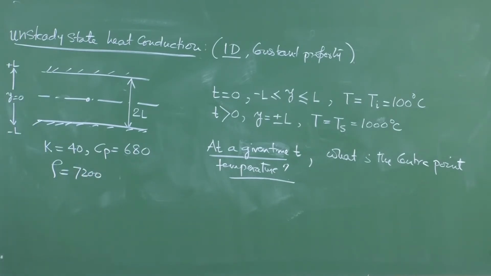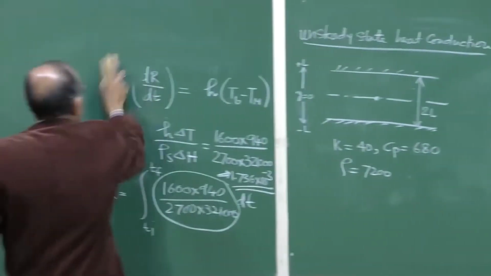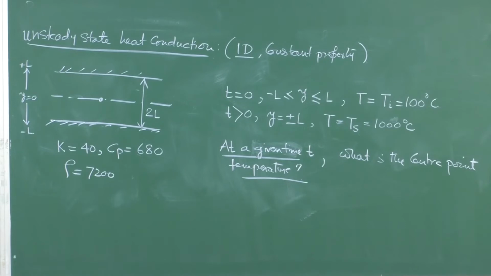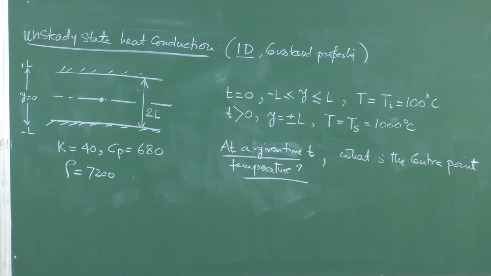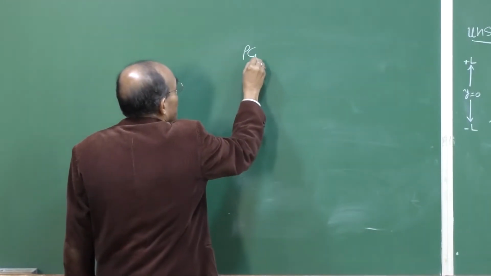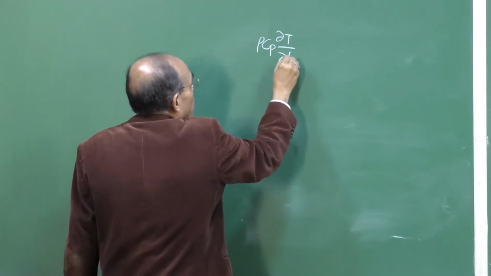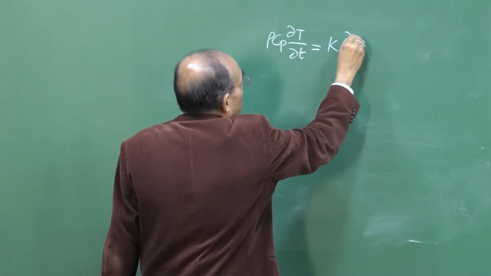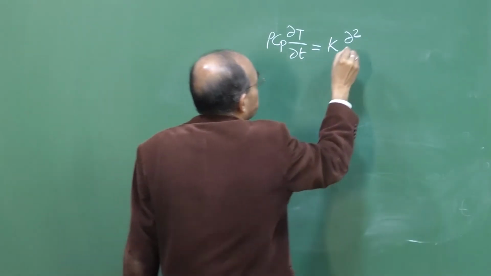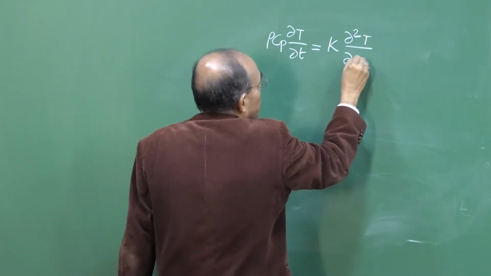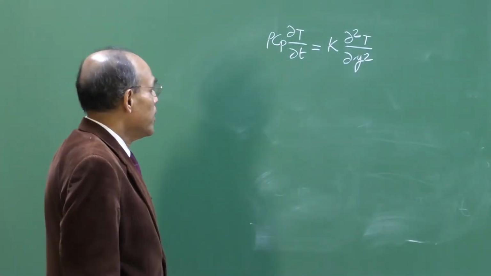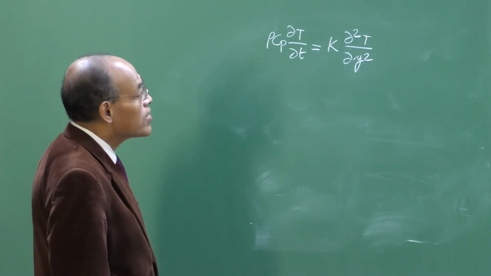So, the governing equation is one dimensional unsteady state heat conduction, okay? And in Cartesian coordinate system, this is the x, y, z system. So, we can say that the governing equation is rho Cp, and this is equal to K, that is the governing equation subject to the boundary conditions. It is good to work with unsteady state heat conduction.